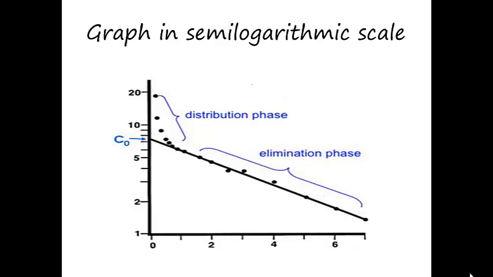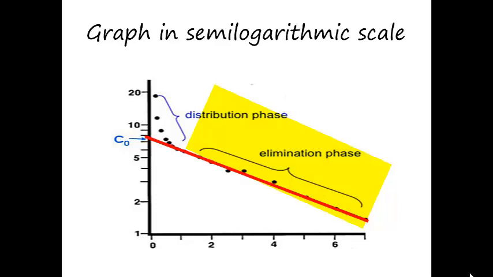Basically the body is acting kinetically as a single compartment. Now, once the drug has distributed into the tissues and the concentrations reach an equilibrium with those in plasma, then the second slower decline of the plasma concentrations takes place, and this is associated exclusively with the elimination of the drug from the body.